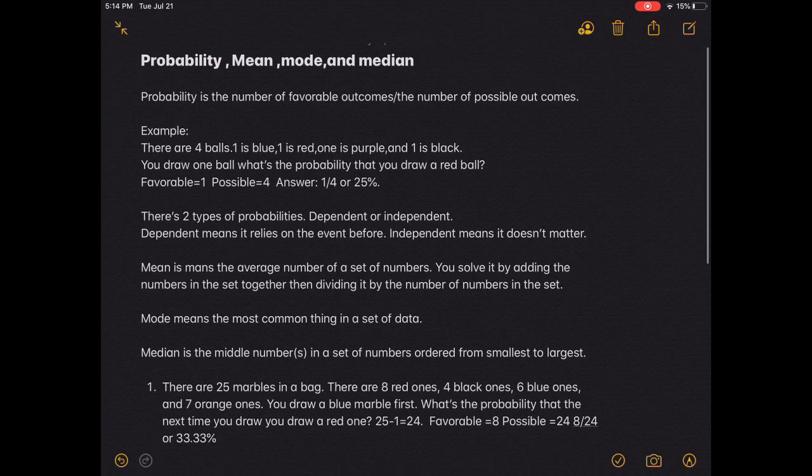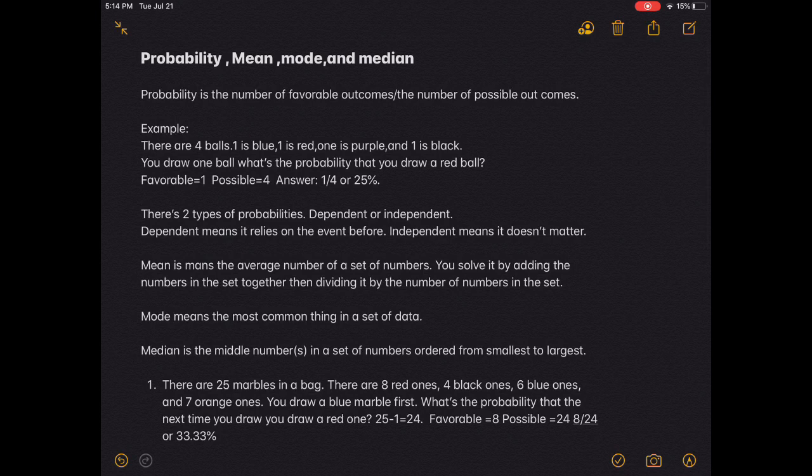So you can read that. So it says median is the middle number, and then in quotations for parentheses S in a set of numbers ordered from smallest to largest. So yeah.